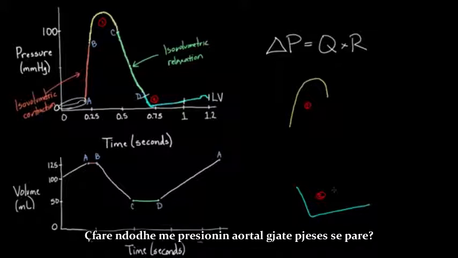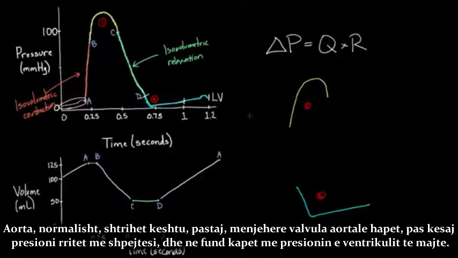And what's happening in terms of the aortic pressure during section 1? Well, the aorta is, of course, coming in like this, and immediately the aortic valve opens, and then quickly the pressure rises, and it rises, and then finally catches up with the aortic pressure or the left ventricular pressure.